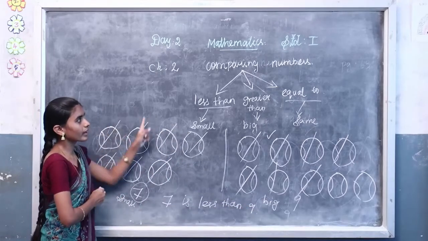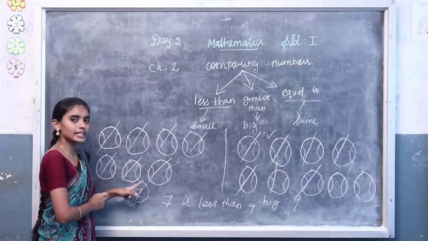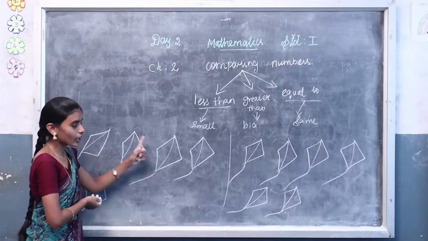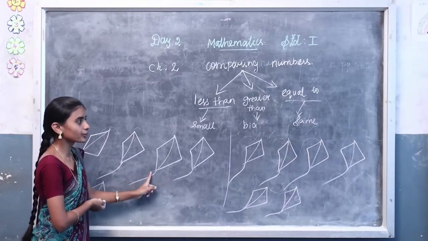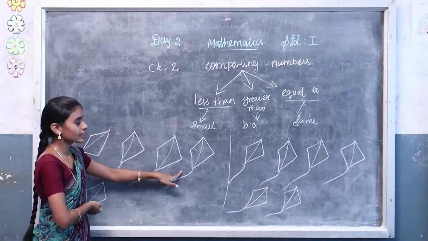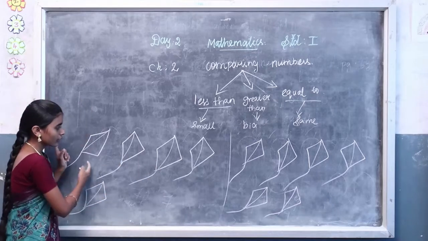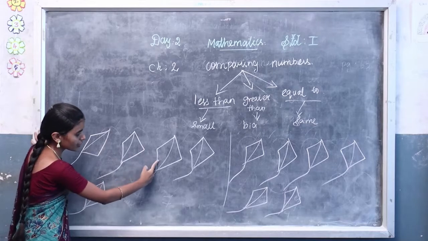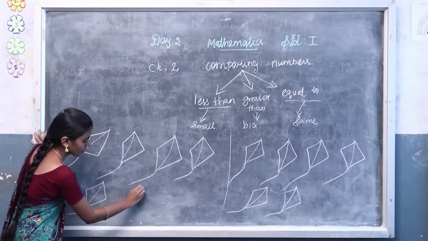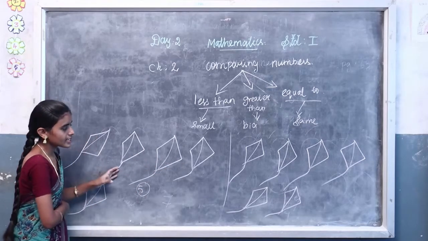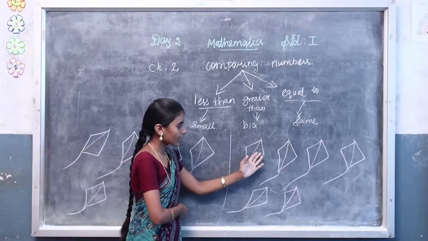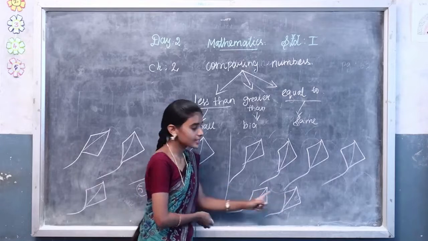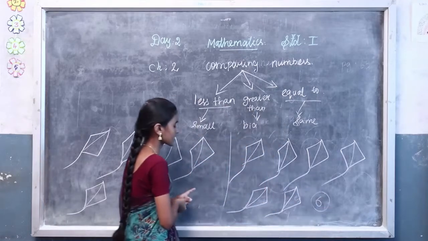So this is the method for comparing the numbers. Then we will see another example. See the next example. What is this? These are all kites. We have to compare the two groups. For comparing the numbers, we have to find the number of kites. So count the numbers: 1, 2, 3, 4 and 5. There are 5 kites here. See the other group. How many kites are there? 1, 2, 3, 4, 5 and 6. Here are 6 kites.